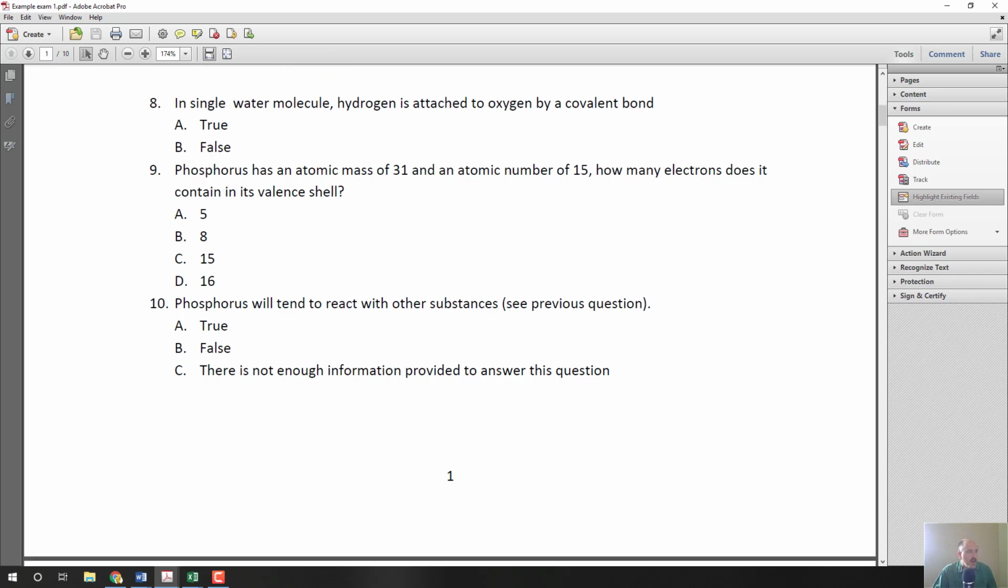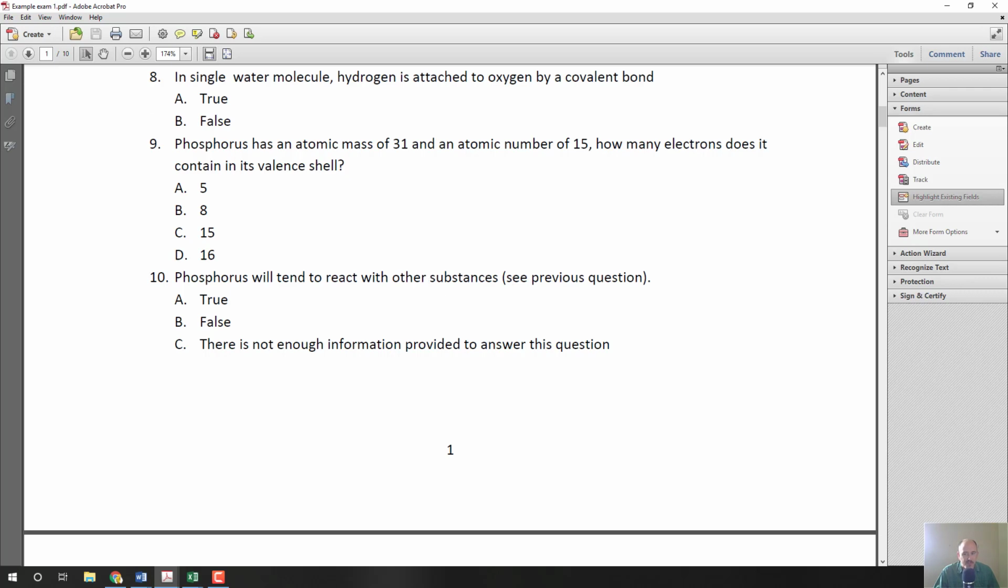Okay, number 9. Phosphorus has an atomic mass of 31 and an atomic number of 15. How many electrons does it contain in its valence shell? The answer to that is 5. How do you know? Well, the first shell holds 2, right? So it has an atomic number of 15, so you know it has 15 electrons.